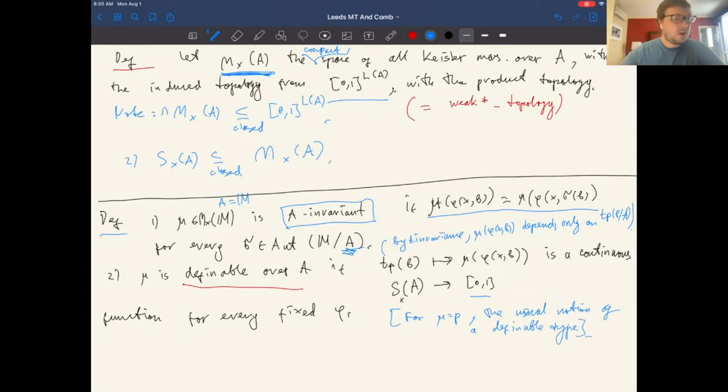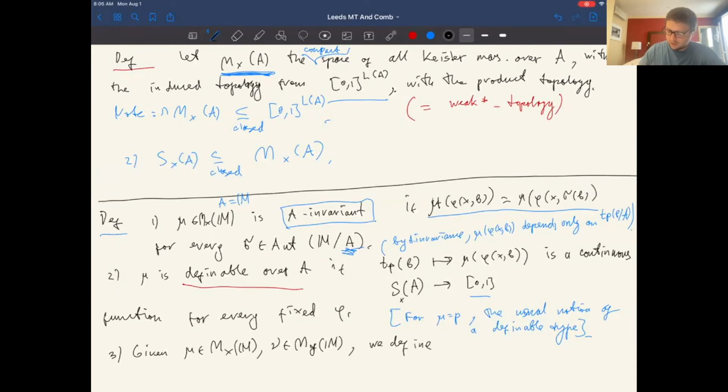Okay, so we have definable measures and invariant measures. And finally, given a pair of definable measures, we can form a product of these two measures, which is going to be a measure in two variables. So given mu, a measure in the variable x, or a tuple of variables x, and let's say nu, which has a tuple of variables y, we can form a product.